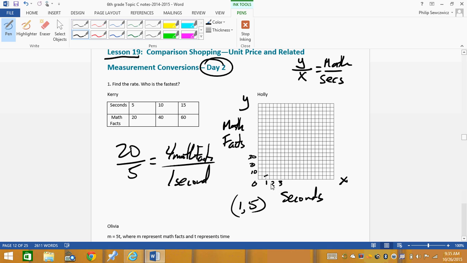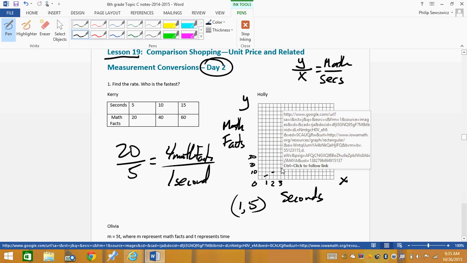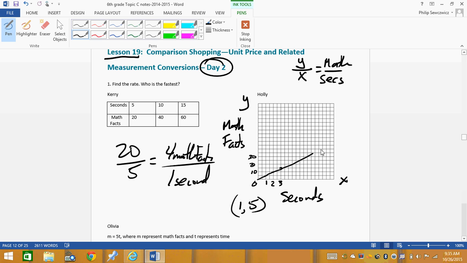So we could go ahead and look at the other ones. You had 2 and then up to 10. All right, you had 3 up to 15, so we have our line that's there. And again, your points stand out a little bit more, so I'm going to darken those in. But the main thing is no matter what we do, when we do the y divided by the x, so the 5 divided by the 1, or the 10 divided by the 2, or even the 15 divided by 3, every single time we're going to get 5. All right, so 5 math facts for the 1 second.